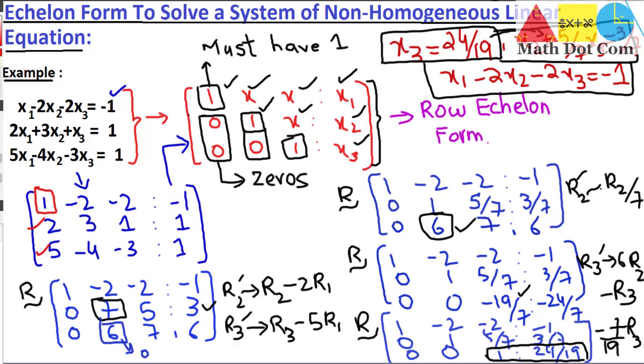So in our next lecture we will see how you can find the values of x1, x2 and x3, or how you can solve a system of non-homogeneous linear equations by using a reduced echelon form.